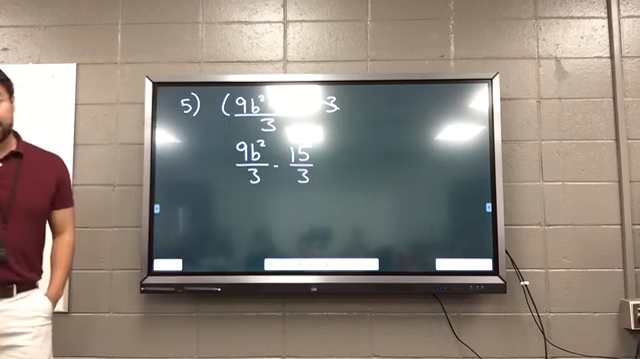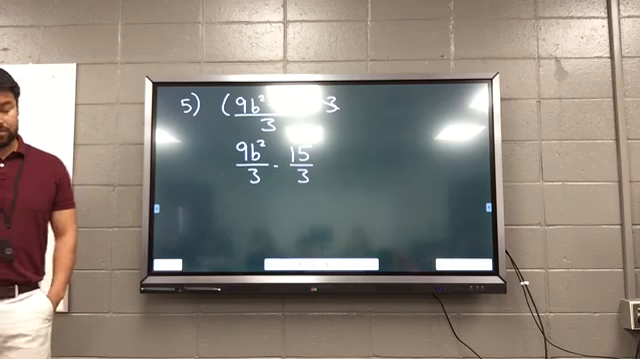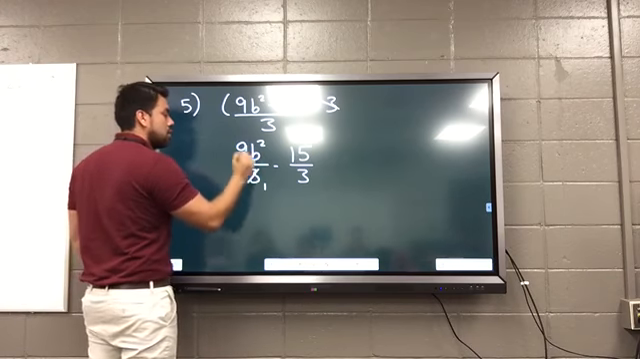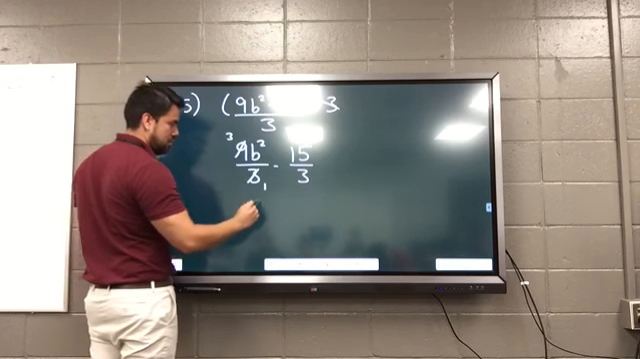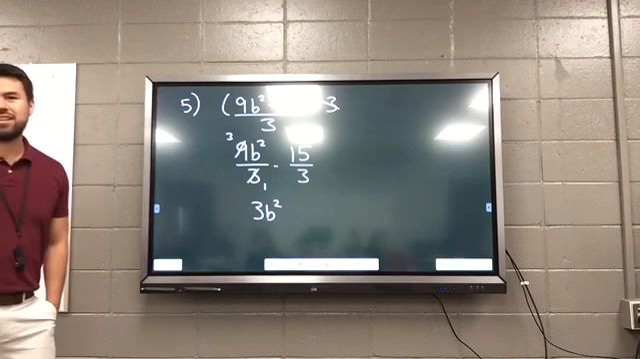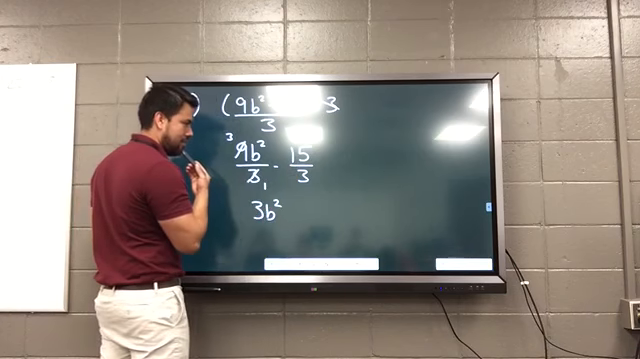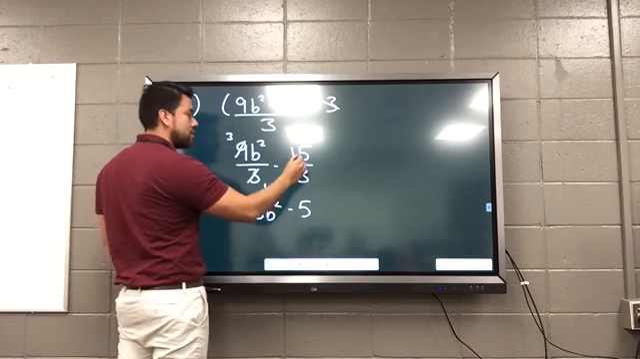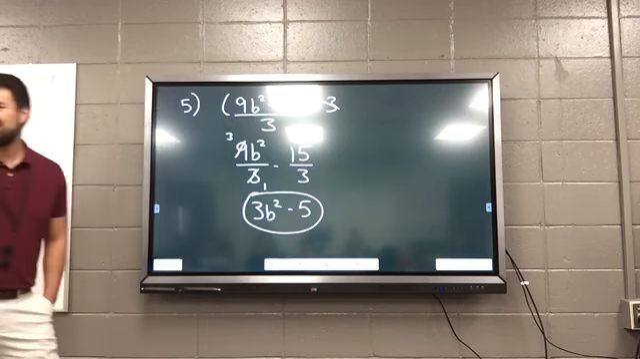Okay, and then somebody help me with the first fraction to make it simple. Riley, can you help me with the first one? 3 over 1. Anything else on that first fraction? All right, we're left with 3b squared. Second fraction. Yep, Kendall? It would be negative 5, because 15 over 3 is 5. Done. Pretty straightforward.